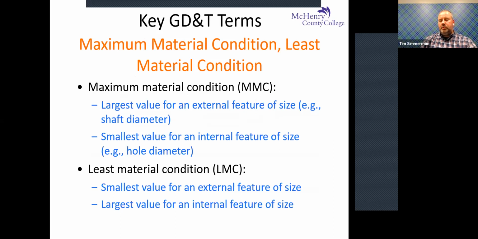Two terms that we'll use a lot in GD&T are maximum material condition and least material condition. If a feature that we have on a part has a tolerance on it, the maximum material condition changes based on whether it's an external feature of size, so the outside of a shaft, or an internal feature of size, like a hole diameter. The way to think of maximum material condition is when the part weighs its heaviest.